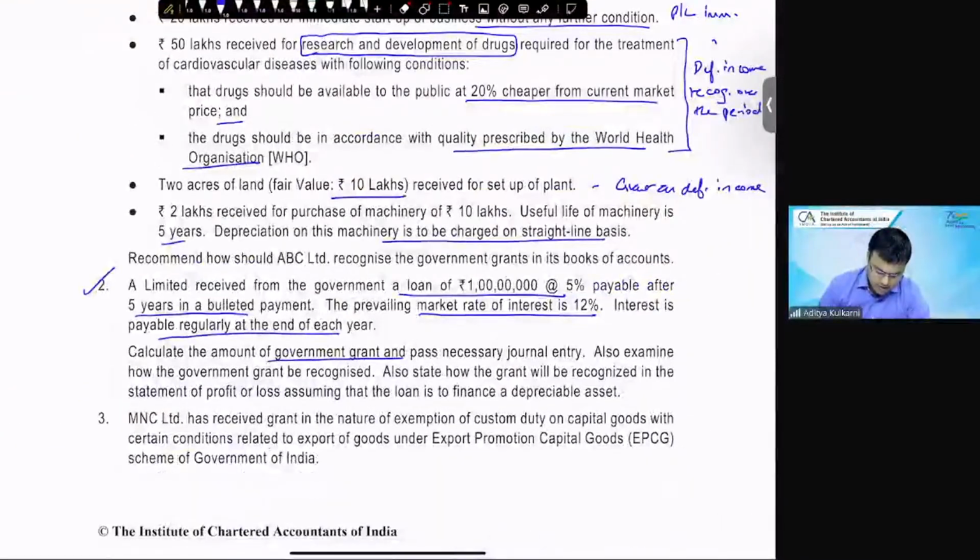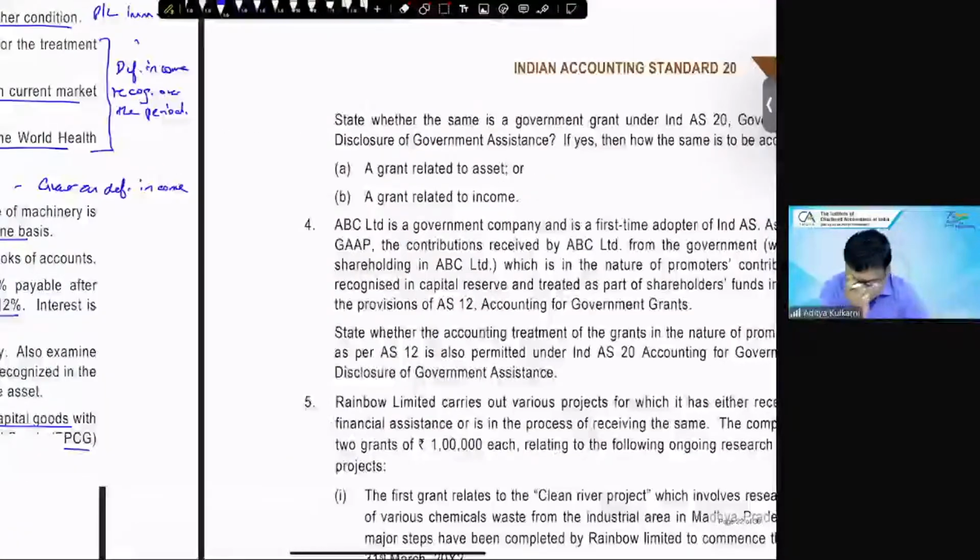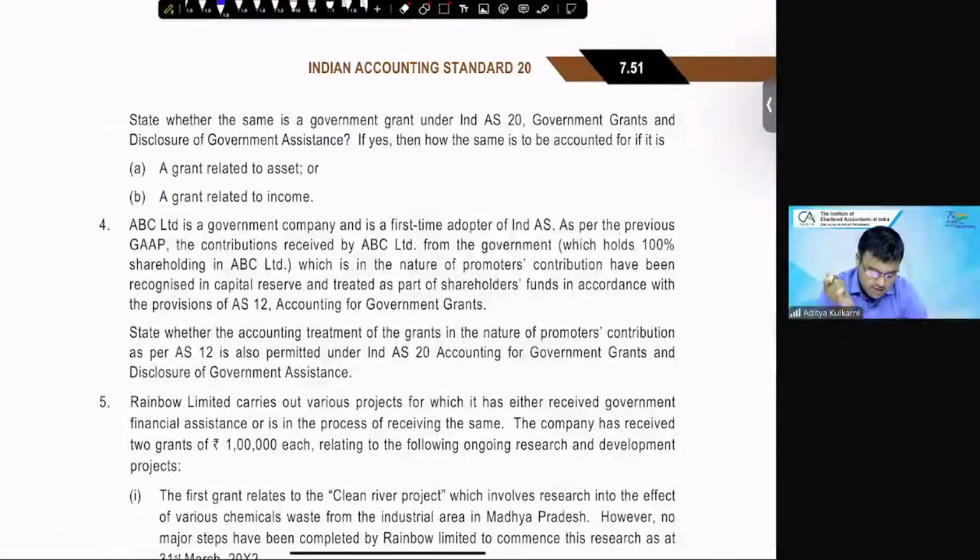Okay. All right. Now the question is something slightly important, not difficult. MNC has received grant in the nature of exemption of custom duty on capital goods with certain conditions related to export of goods under the EPCG scheme of Government of India. State whether the same is a government grant under Ind AS 20 and how do I account for it? Should I take it as a grant related to asset or a grant related to income? Tell me.